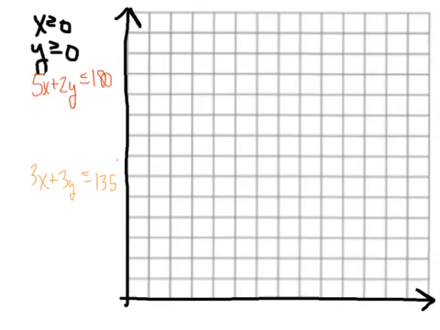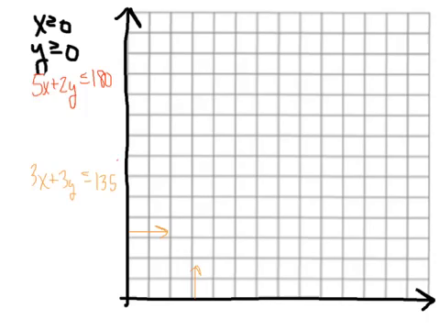X is greater than 0 and Y is greater than 0 is easy. X is greater than 0 is, remember, everything going this way. Y is greater than 0 is everything going this way. Let's do our 5x plus 2y less than or equal to 180.